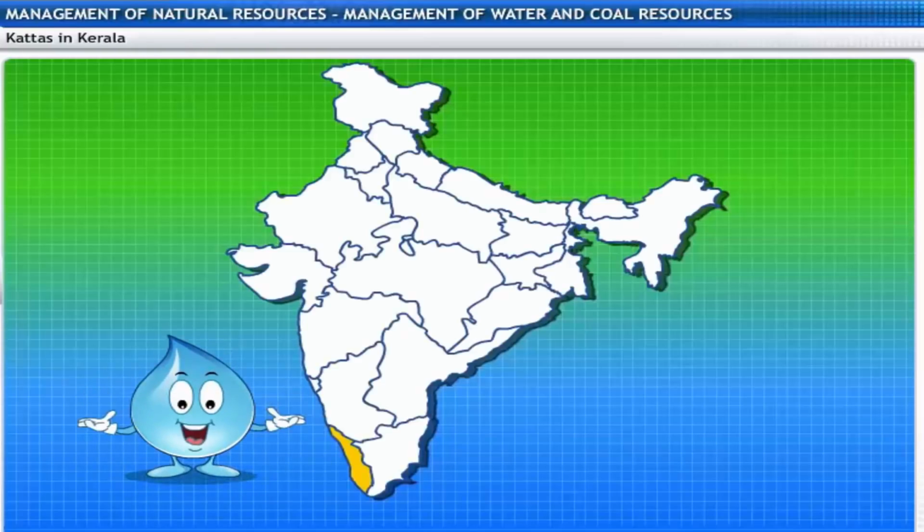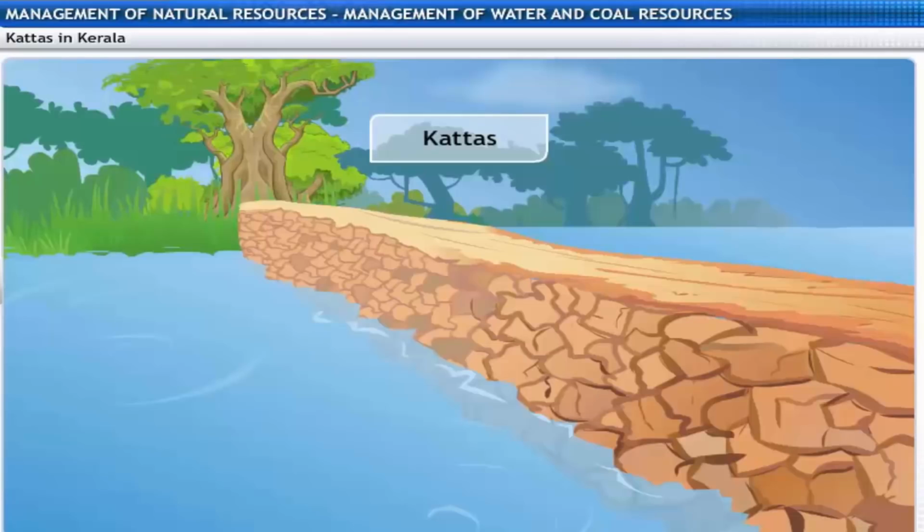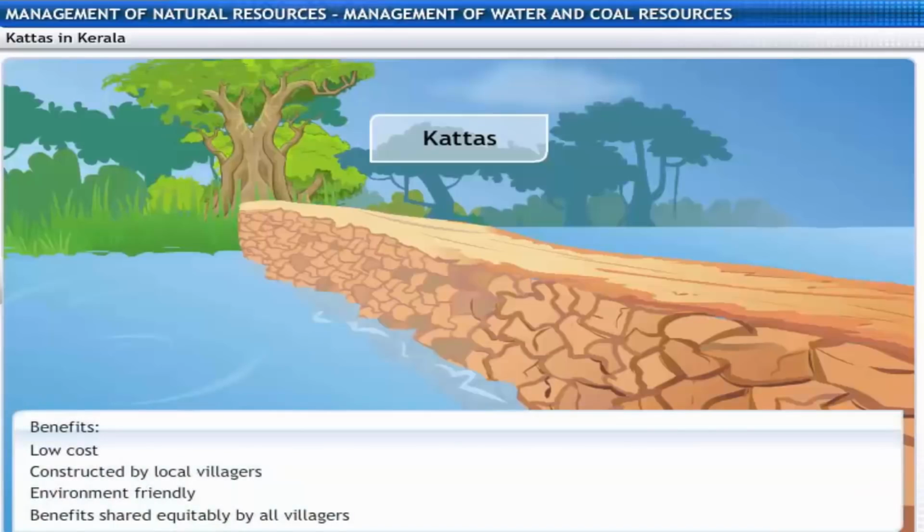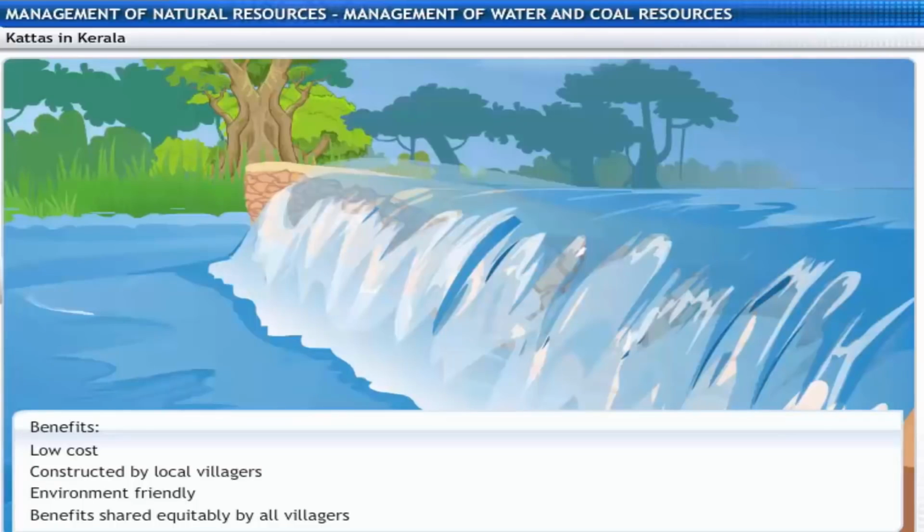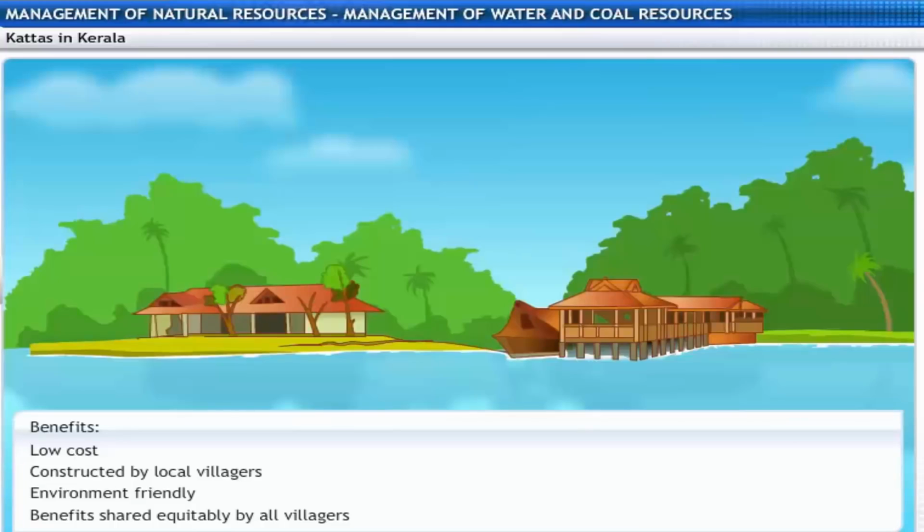Our next stop is Kerala. Local farmers here use a system of kattas or low-cost small check dams that are constructed across small rivulets to store water. These are typically made of stones and mud and are dismantled before the monsoons arrive to prevent flooding. Also, since they are built communally, the water is shared equally by all.